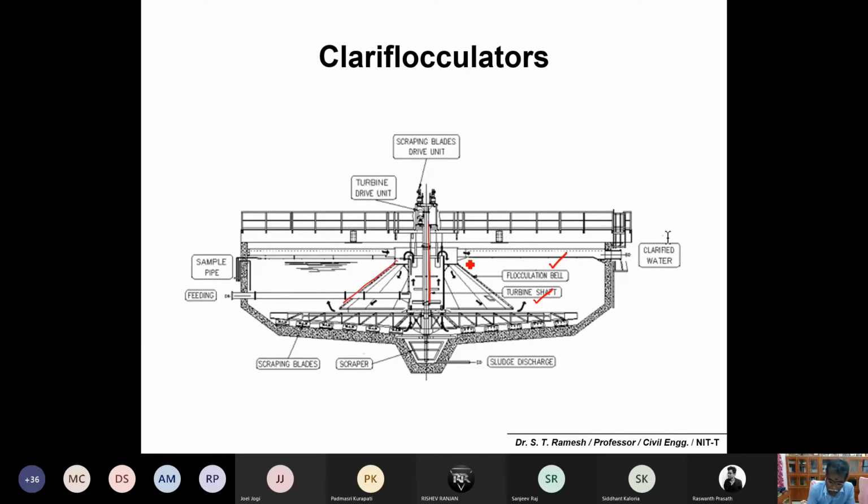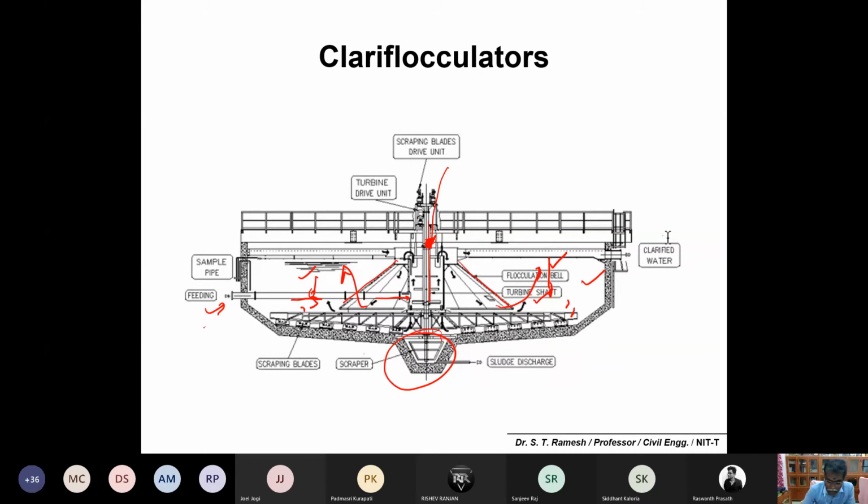You could be able to see the flocculation bell here, and the outer portion is your sedimentation zone. Okay, so this is your incoming feed. The incoming feed comes in, and at the same time you can also add the coagulants inside the system. It will have a rapid mixing followed by a slow mixing, and after flocculation it will come out like this. Particles gain weight and settle down in the sludge zone. You have a scraper mechanism, which scrapes it to the bottommost hopper bottom.